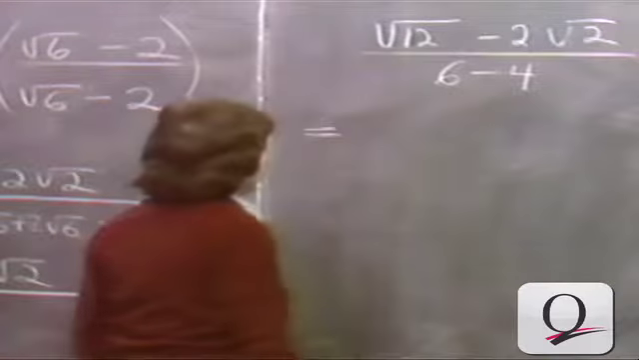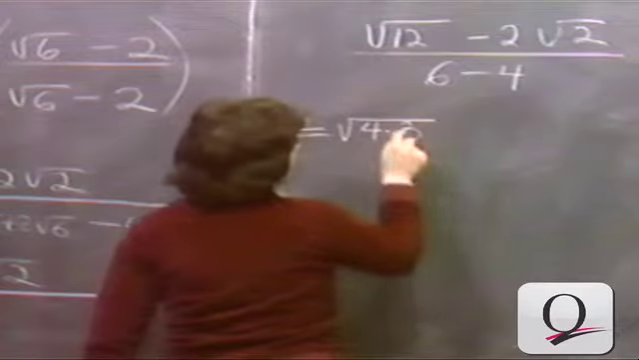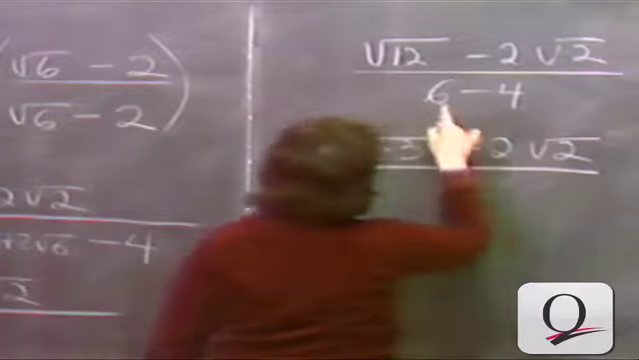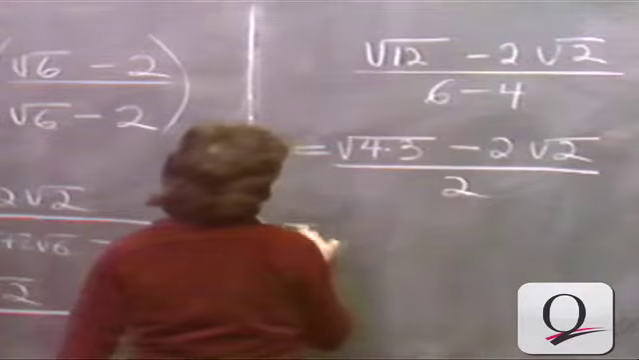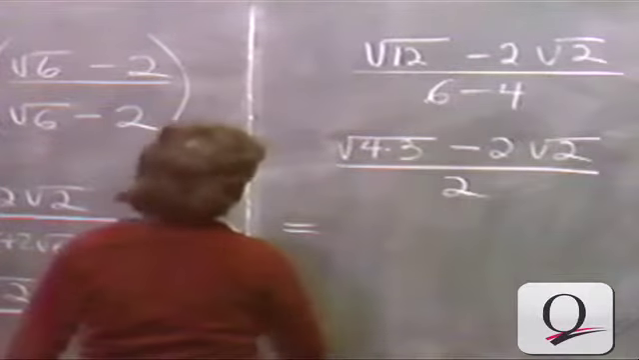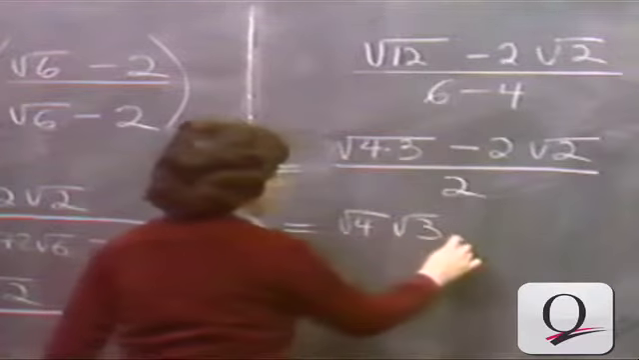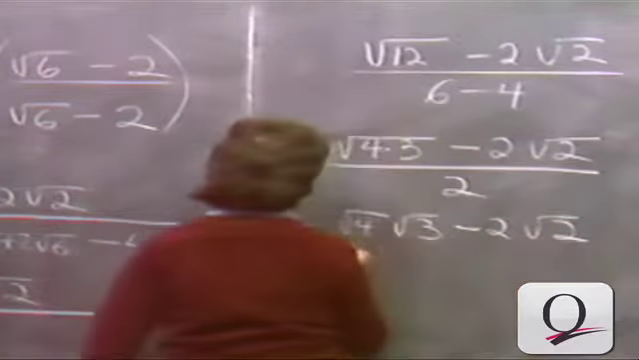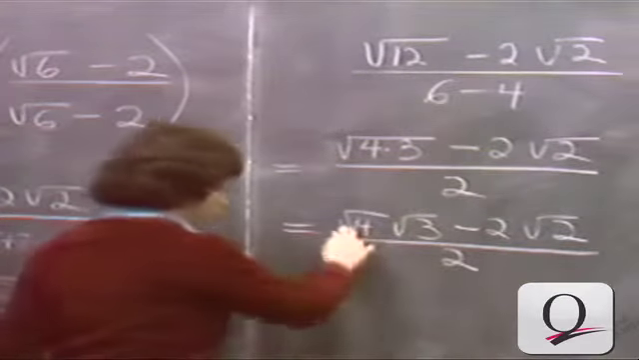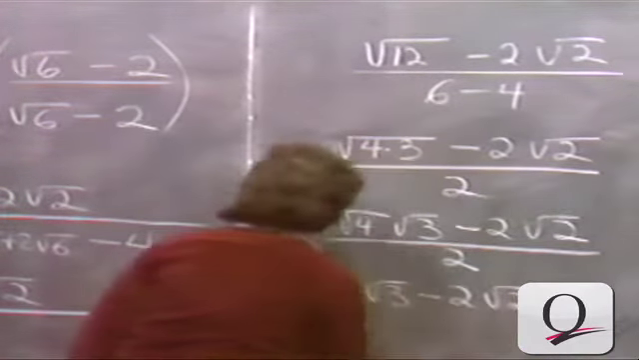Now, square root of 12, well, this is not in simplest radical form. We can make this square root of 4 times 3 minus 2 times the square root of 2 over 6 minus 4, which is 2. And we have here the square root of 4 times 3 can be written as the square root of 4 times the square root of 3 minus 2 times the square root of 2 over 2. The square root of 4 is 2. You get 2 times the square root of 3 minus 2 times the square root of 2 over 2.